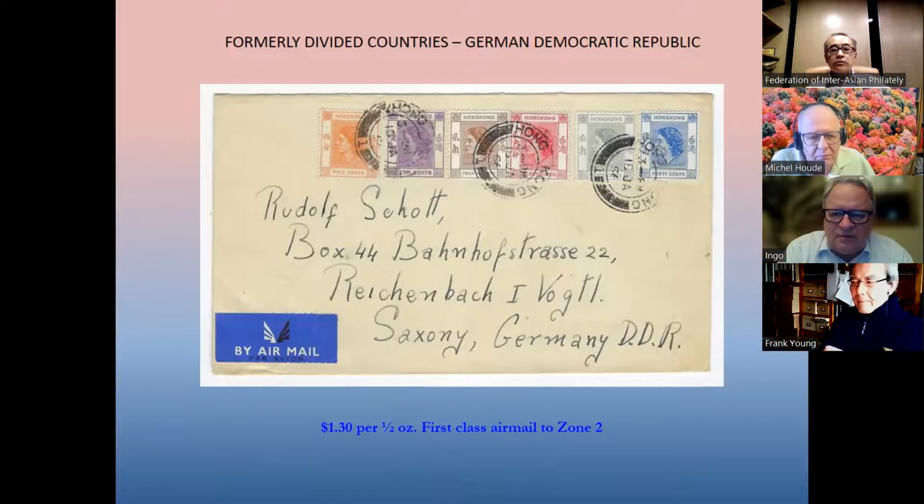And so I have this 1956 cover. It's probably being sent to a stamp collector because they put a bunch of stamps on it. But it does add up to $1.30 for the Zone 2 rate. And of course, in 1990, Germany reunified, and there's no more DDR and no more stamps from DDR. So it's a dead country.